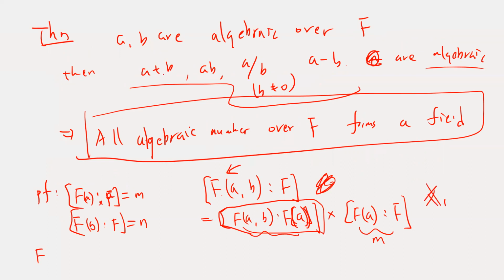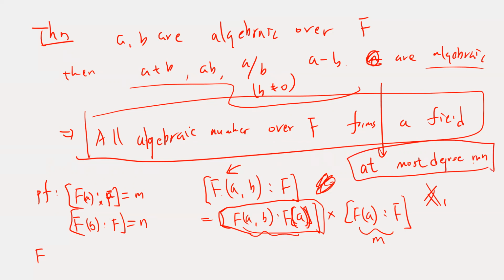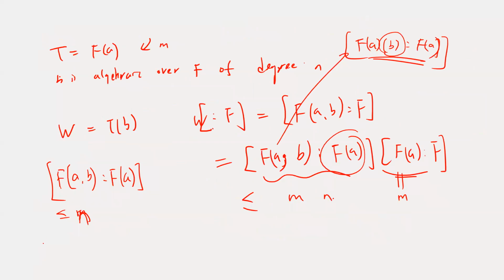Because it's finite, it must be algebraic. All these are fields, so this is just obvious. And you prove that all of these have degree at most M times N. Although we only needed to prove it for two elements, you can easily generalize to N elements.